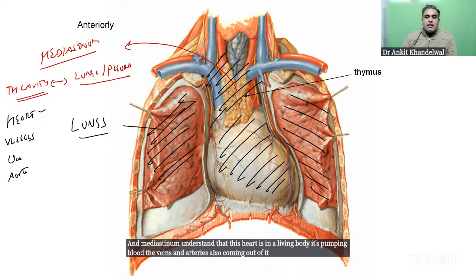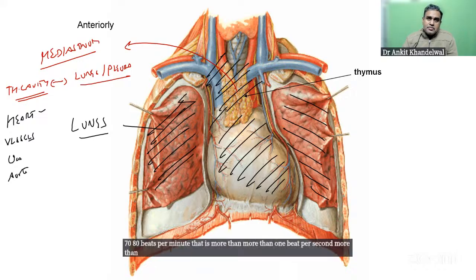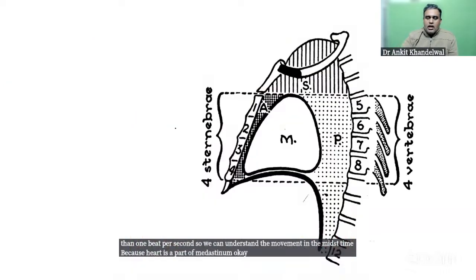So this mediastinum is not a static area, it's quite a dynamic and quite a mobile area, because the heartbeat rate is somewhere between 70 to 80 per minute. Normal cases can go till 100 and more than that. 70-80 beats per minute, that is more than 1 beat per second. So you can understand the movement in the mediastinum, because heart is a part of mediastinum. Okay.